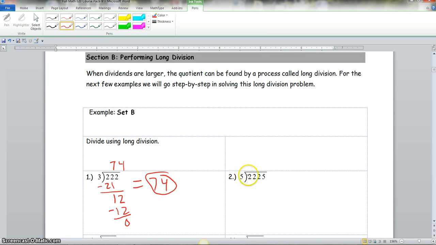Now we go to problem number 2. We say 5 goes into 2 0 times. 5 goes into 22 4 times. 4 times 5 is 20. 22 minus 20 is 2. And you bring down your 2 here. 5 goes into 22 4 times. 4 times 5 is 20. 22 minus 20 is 2. And you bring down your 5. 5 goes into 25 5 times. 5 times 5 is 25, and you have no remainder. So your final answer is 445.